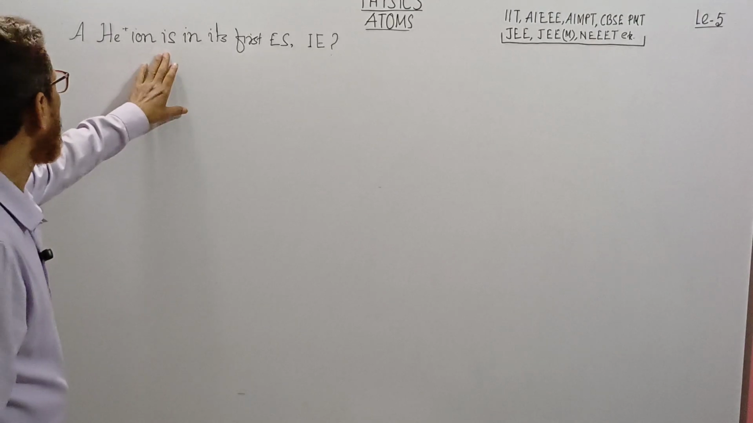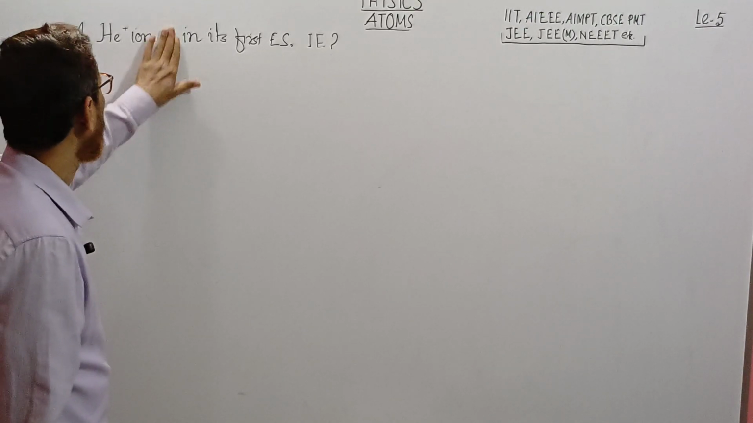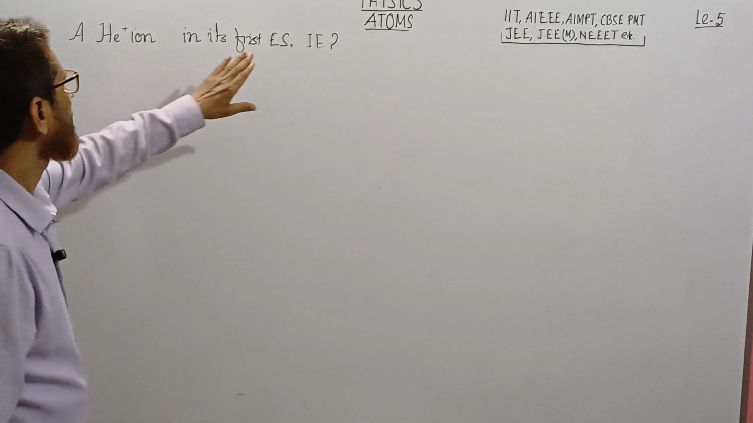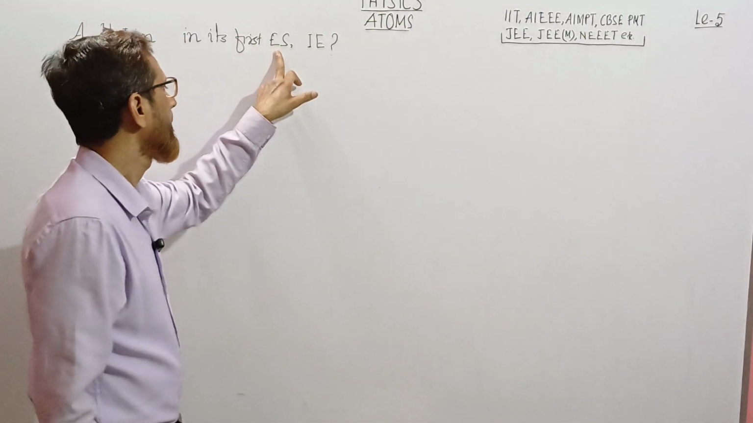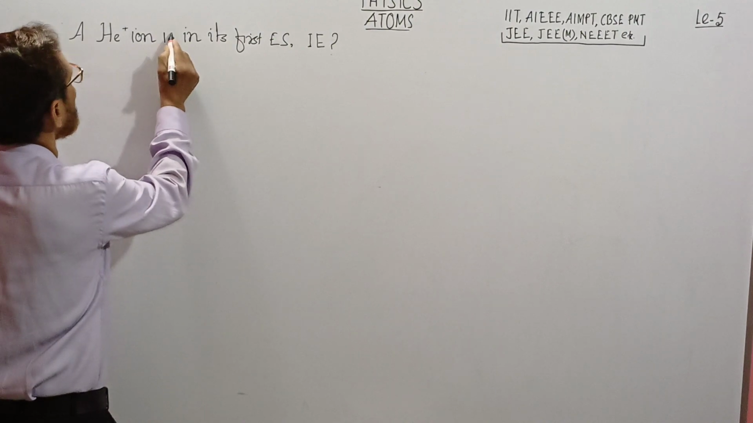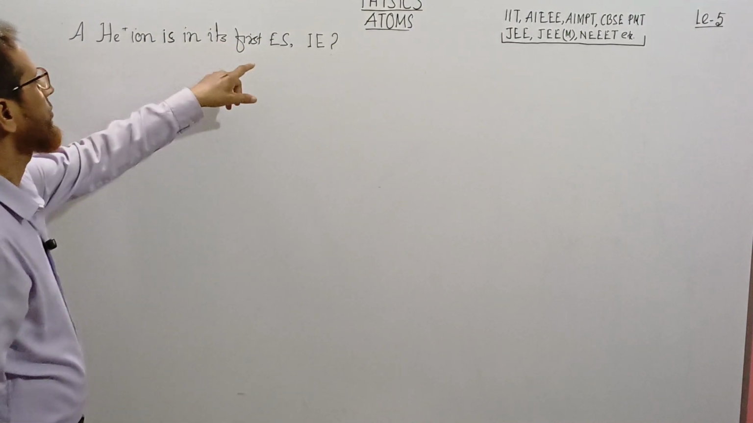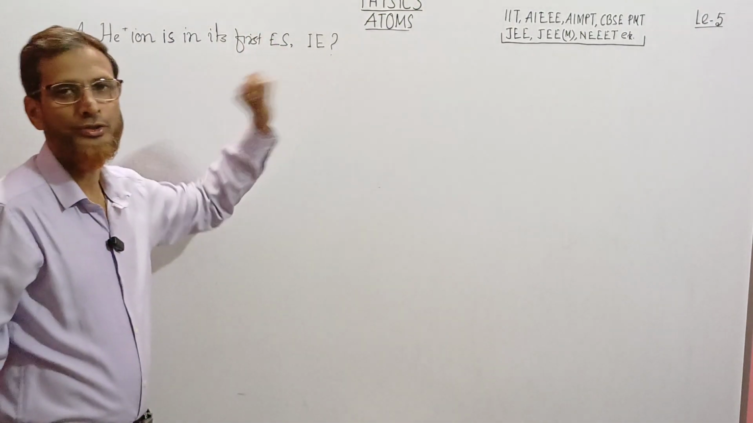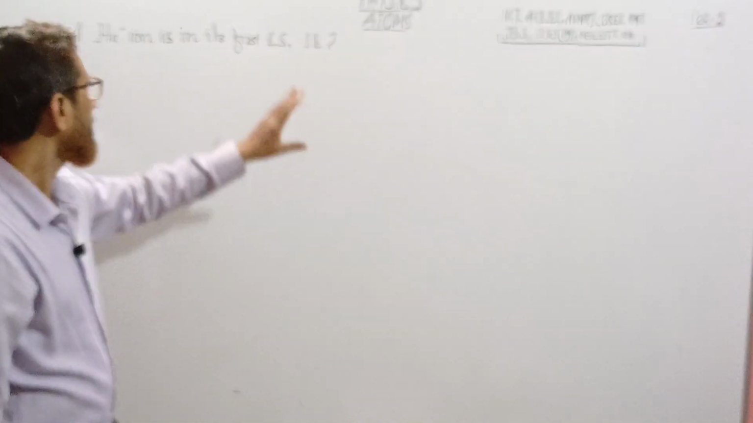The first question is: a helium ion is in its first excitation state. Find its ionization energy. So first of all, we need to find out its energy.